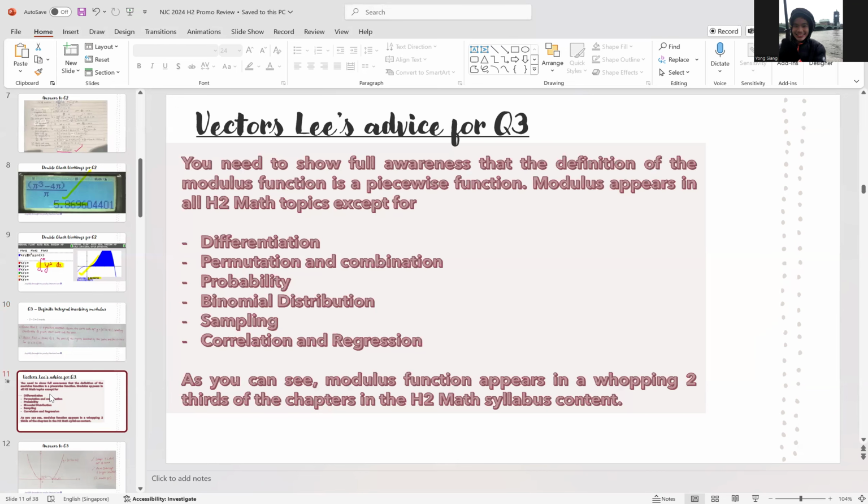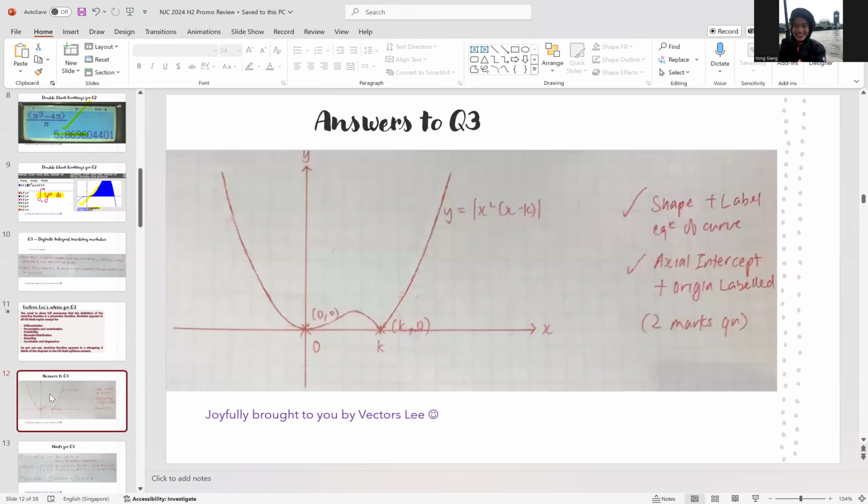Okay, so without further ado, I'm going to go to the answers here. Actually, this is quite a simple graph simply because the question did not ask you to state all the features. But if the question did specify that it needed you to state the features, I would need to sketch all the features of the graph.